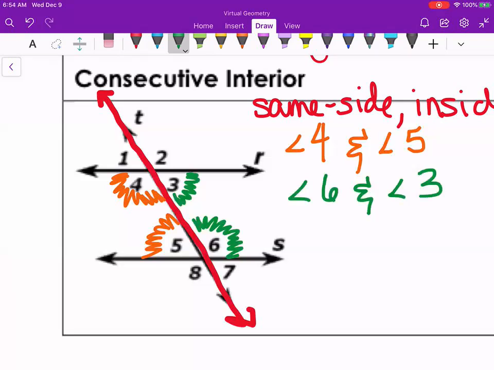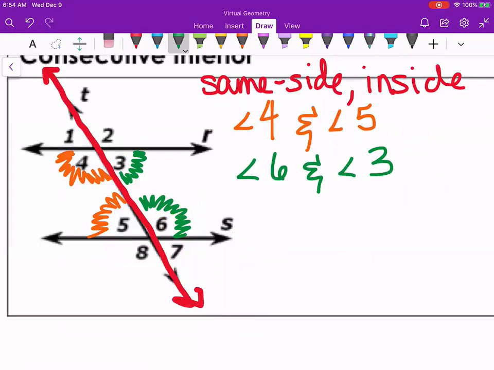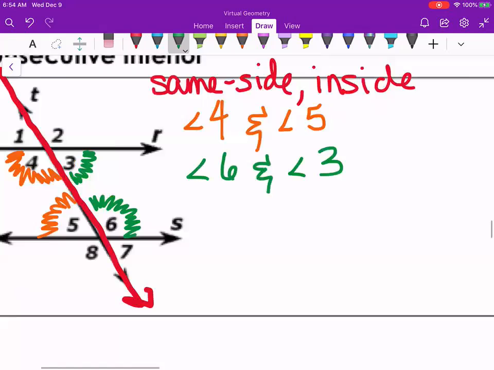Angle 3. Now, these on the other hand, if you notice the physical size of these angles, based off of this example, angle 3 is an angle less than 90, making it acute. Angle 6 is an angle that is bigger than 90, making it obtuse. So these two angles are not the same size. One is acute, one is obtuse. So we cannot say that these are congruent. These consecutive ones are supplementary.